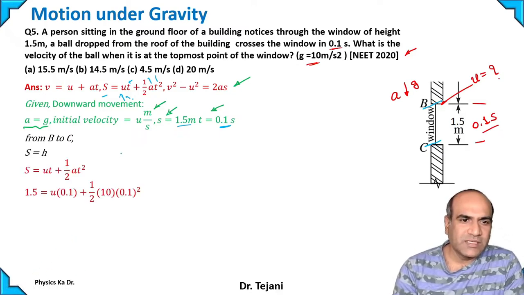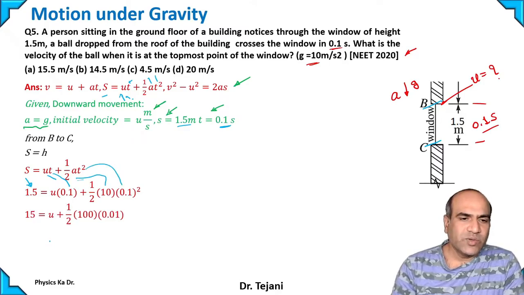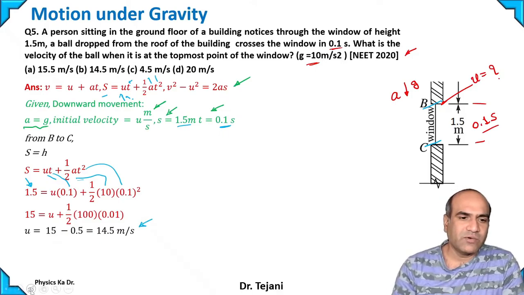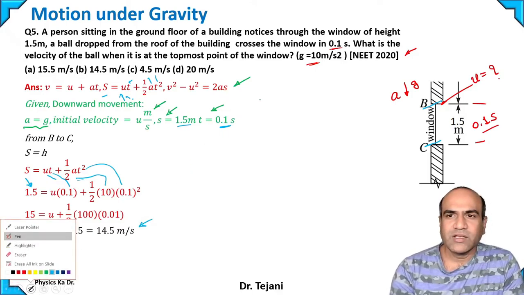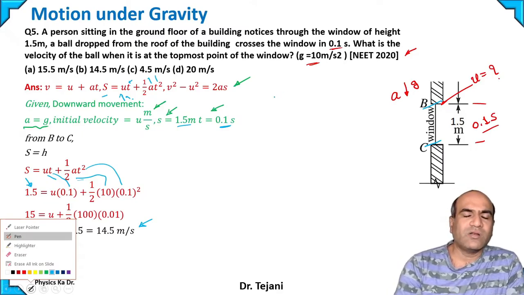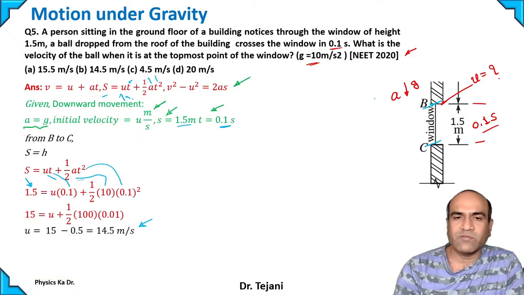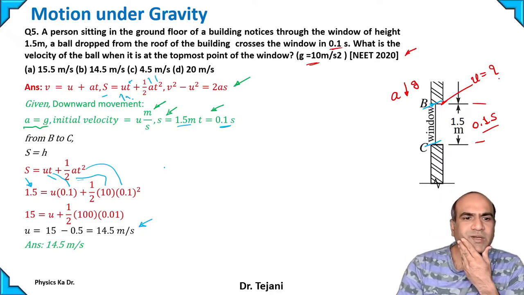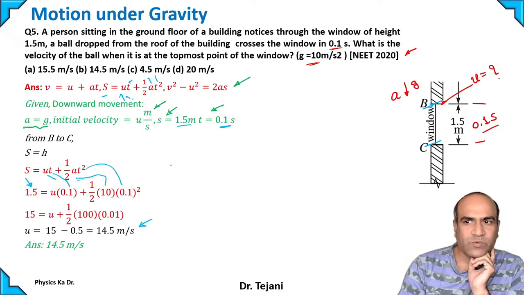Put these values here. S is 1.5, u is required to find, time is given, a is 10, t is 0.1. So we'll have an equation like that, and the answer is 14.5 meter per second. What is u? The velocity of the ball when it is at the topmost point of the window. So 14.5 meter per second is the answer when the ball reaches the top of the window.